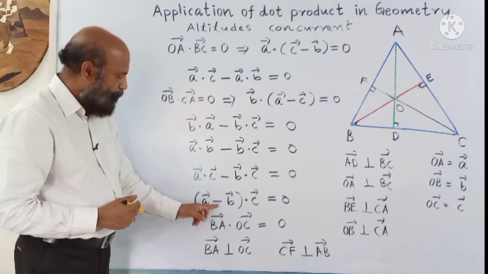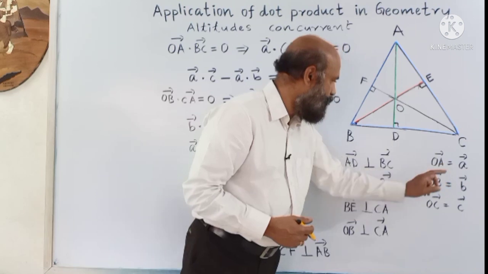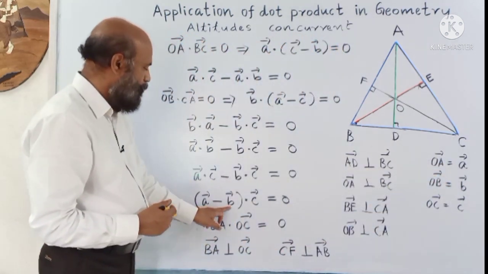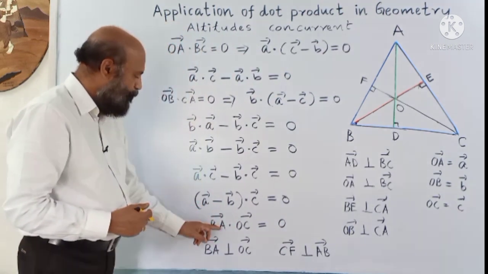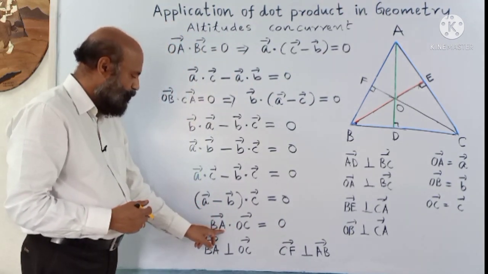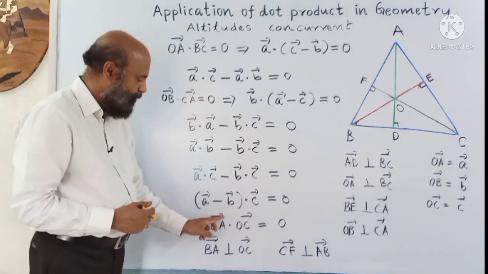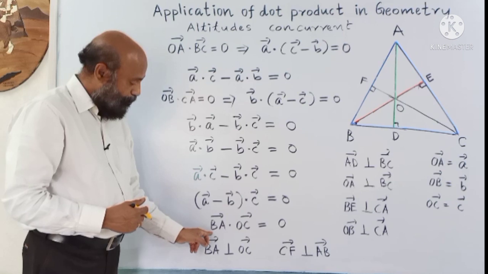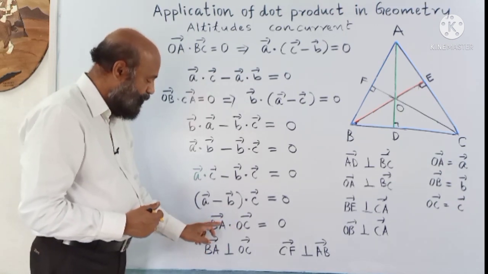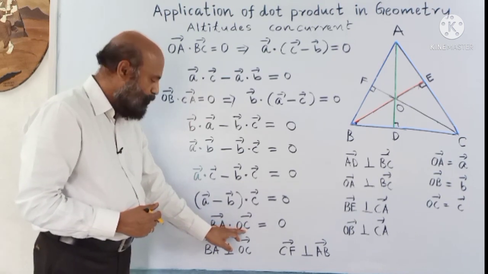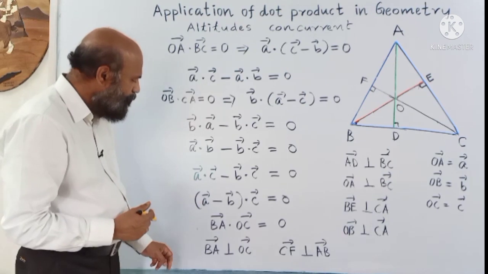Now A vector minus B vector. A vector is the position vector of A, and B vector is the position vector of B. So A vector minus B vector can be written as BA vector. So BA vector dot OC vector is 0.